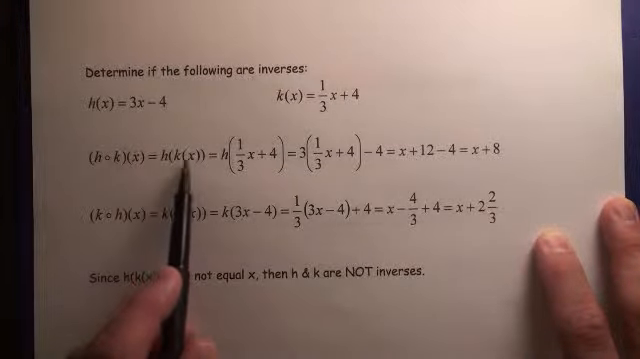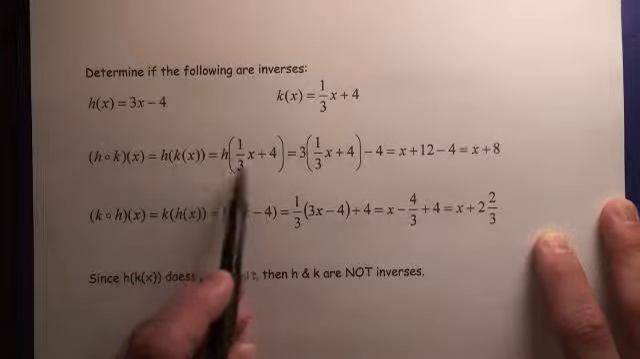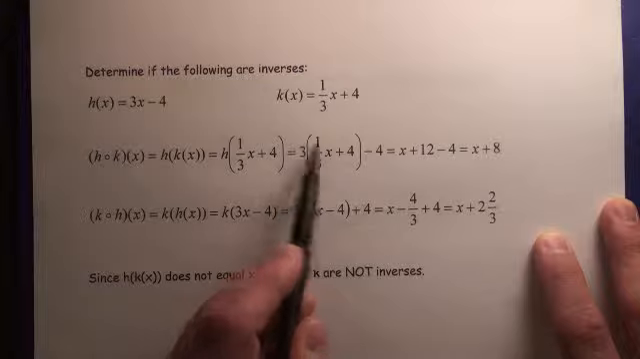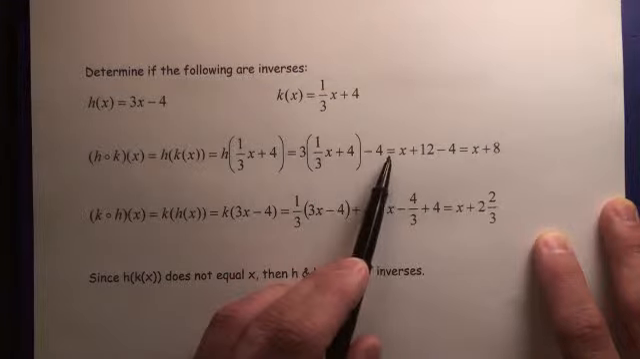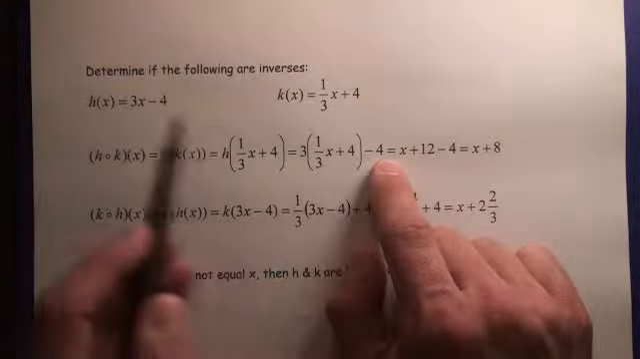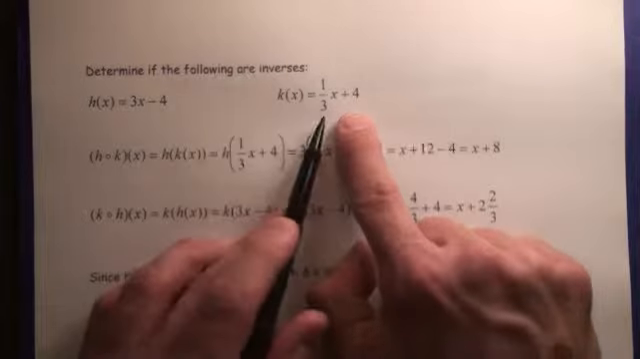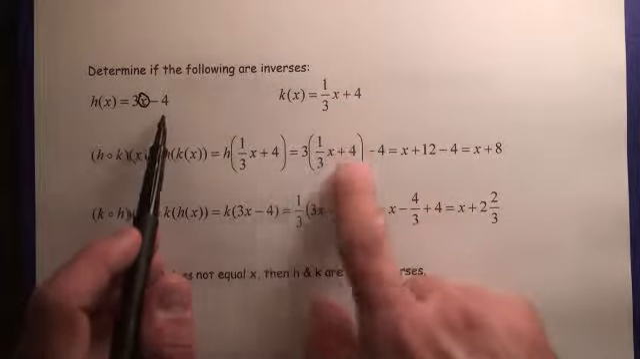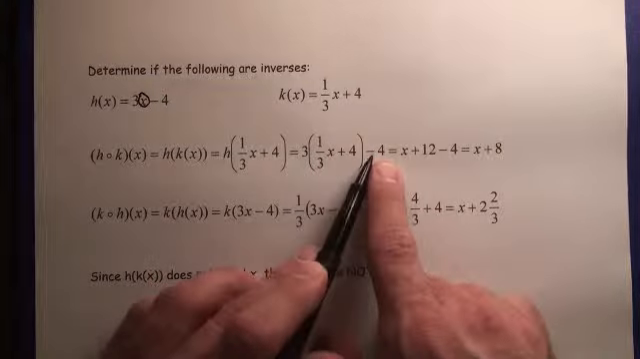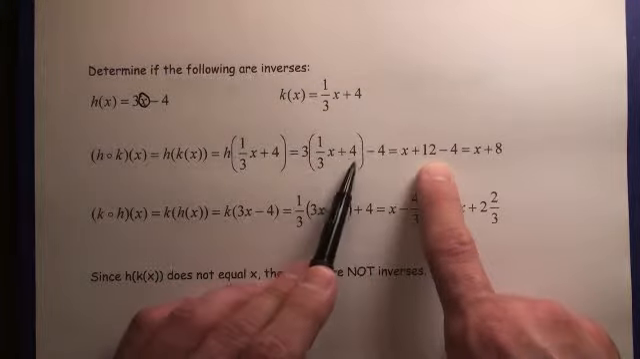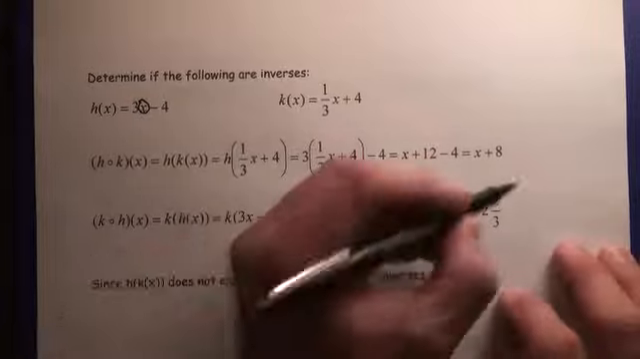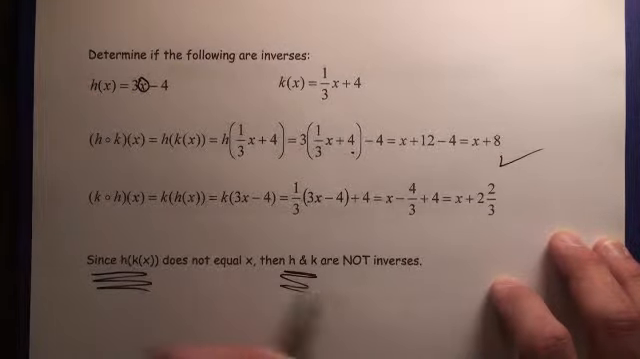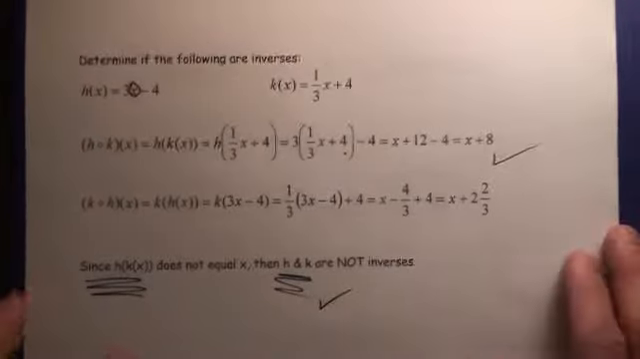Well, H compose K of X, we're going to take 1/3 x plus 4, plug it into H. We just distribute the 3. We get x plus 12. Then we're going to subtract the 4, because remember, we're plugging this in to here. So you're going to distribute the 3, then subtract the 4. We end up getting a 12 here, which gives us x plus 8. So therefore, we can say that H and K are not inverses.